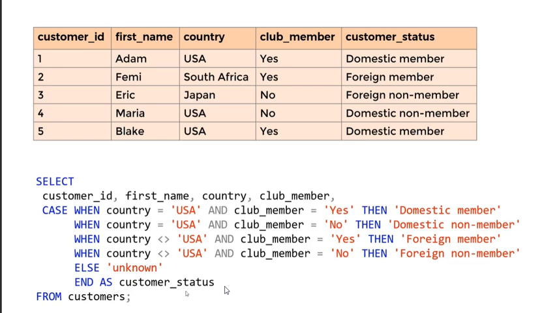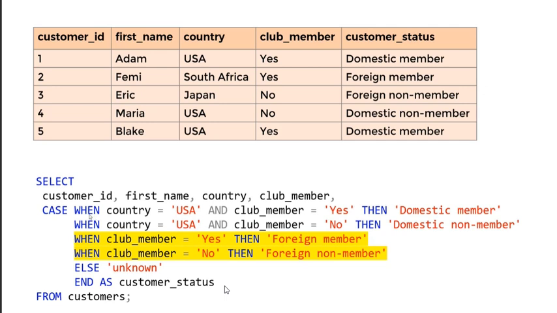So customer underscore status is the column name. See, when club member yes, then foreign member, club member no, then foreign non-member. Like this also you can write. Else unknown, the else statement you can use. Therefore, see here what happened.